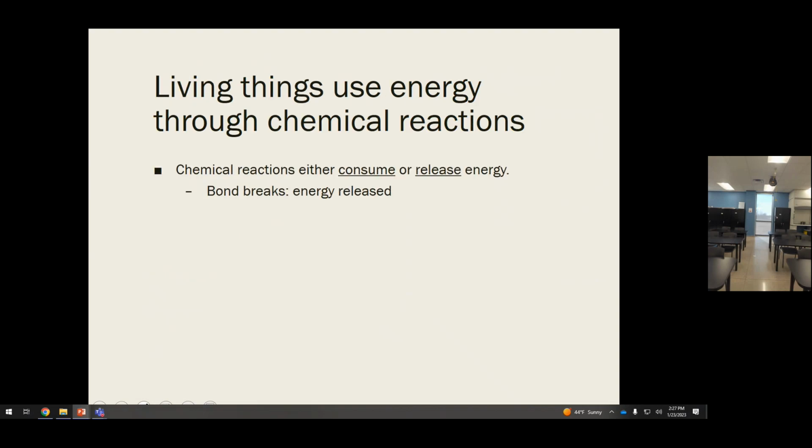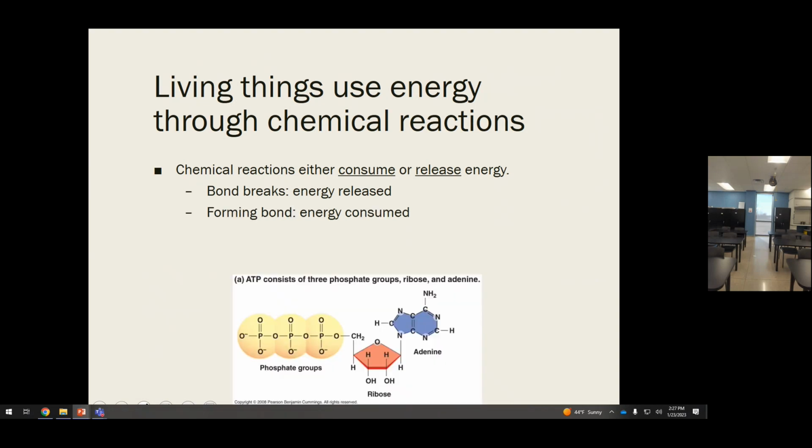A chemical reaction will consume energy or it will release energy. Whenever a bond is broken, energy is released, and when a bond is formed, energy is consumed. So again, we have our favorite molecule, ATP, the energy carrying molecule of the cell. We've got this high energy bond right here. And when that bond is broken, energy is released into the surrounding environment. And when it is put back together, when the bond is formed, energy is consumed. Energy is put into that bond.